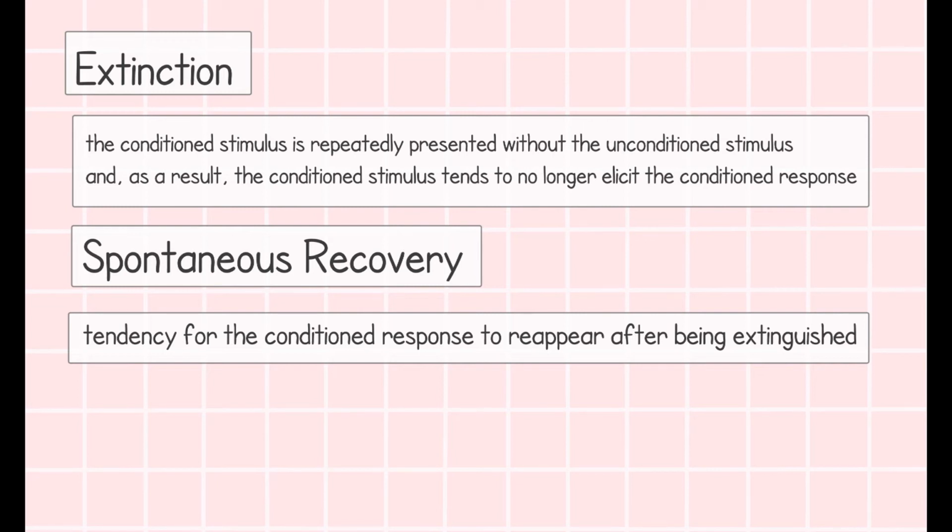This is what's called extinction, where the conditioned stimulus is repeatedly presented without the unconditioned stimulus. As a result, the conditioned stimulus, cake, tends to no longer elicit the conditioned response, which is feeling sick. But what if one day you ate a bit too much cake again and felt sick? This may lead to spontaneous recovery, where there is a tendency for the conditioned response to reappear after being extinguished. And that is basically classical conditioning.